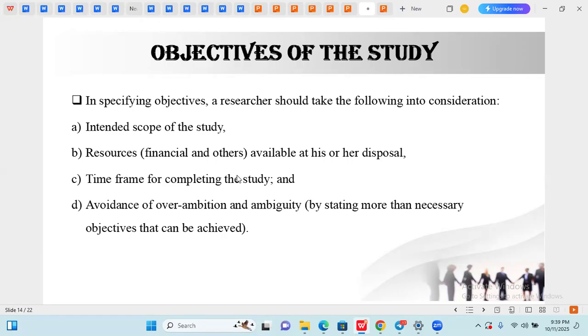The next one is avoidance of over-ambition and ambiguity by stating more objectives than necessary, or more than can be achieved. Unless you know that your word count or your number of pages is very high, then you have to have more objectives.